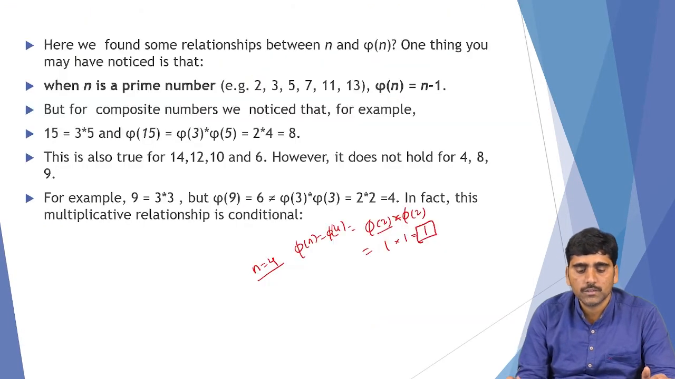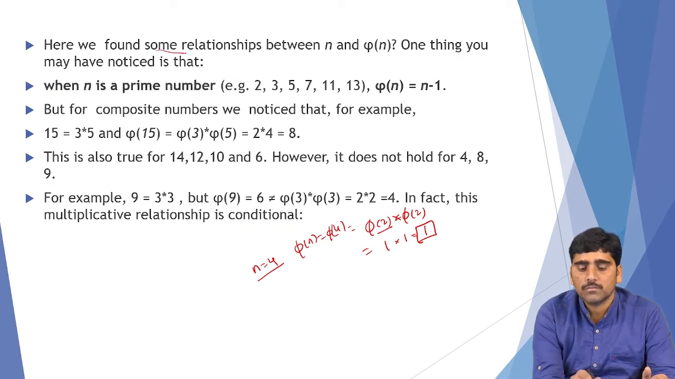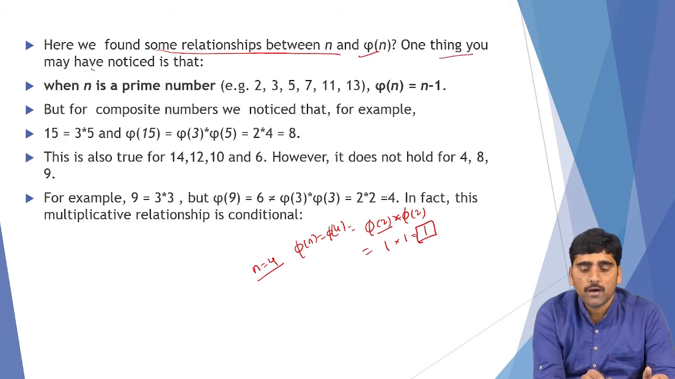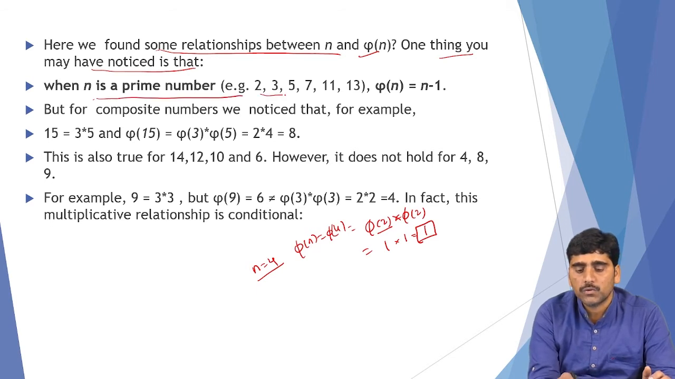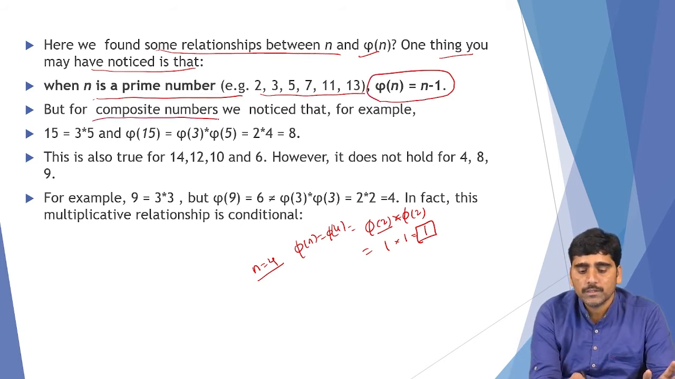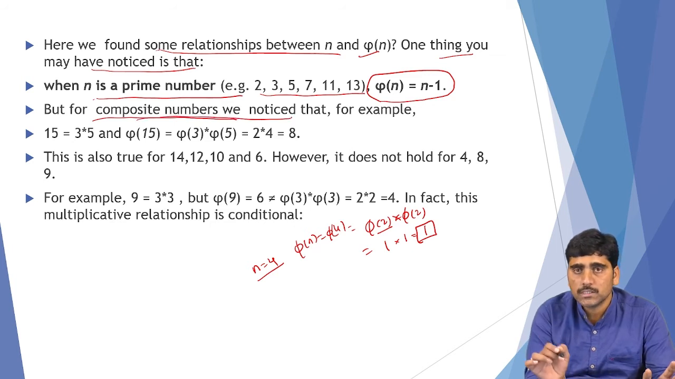For the composite numbers, we have a separate formula, so we will see. Here we found some relationship between n and phi of n. One thing you may have noticed is that when n is a prime number, for example 2, 3, 5, the value is phi of n equals n minus 1. That is what you followed here. But for composite numbers, we noticed something else.